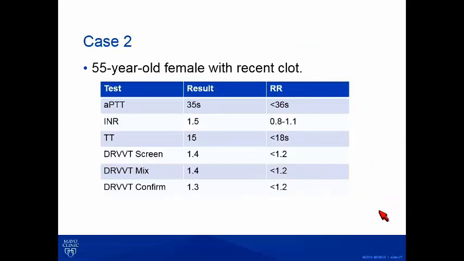So this is a case of a 55-year-old woman with a recent clot. Her APTT was normal. Her INR was mildly elevated. Her thrombin time is normal, so not on any direct thrombin inhibitor or heparin. And then let's look at her DRVVT results. So her screen is elevated. Her mix doesn't correct. There's an inhibitor there. And her confirm is also elevated due to phospholipid dependence, right?